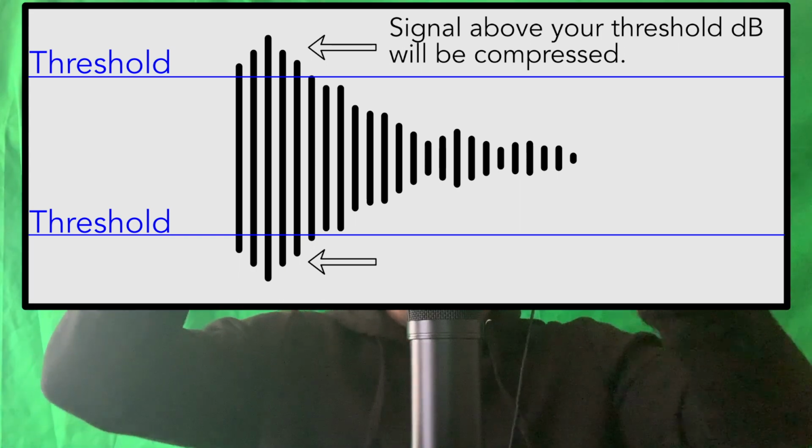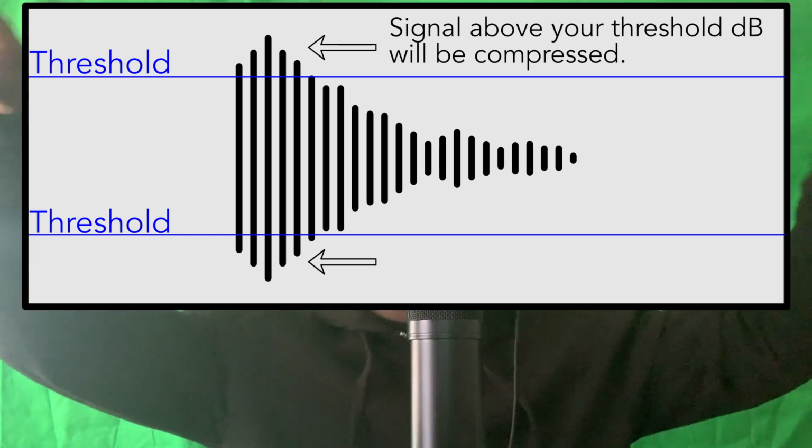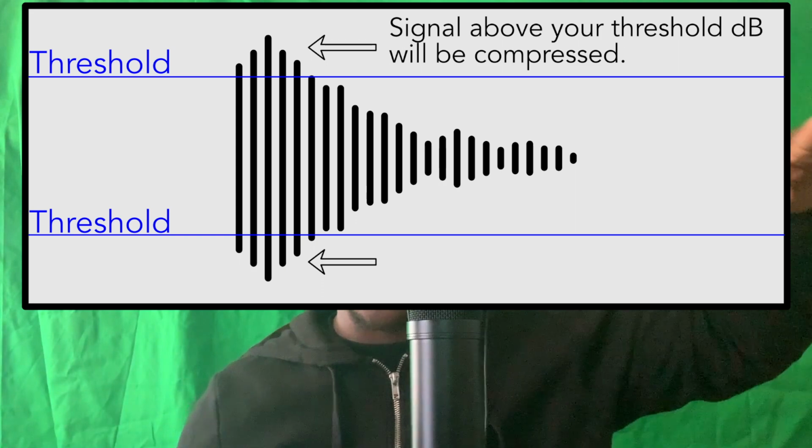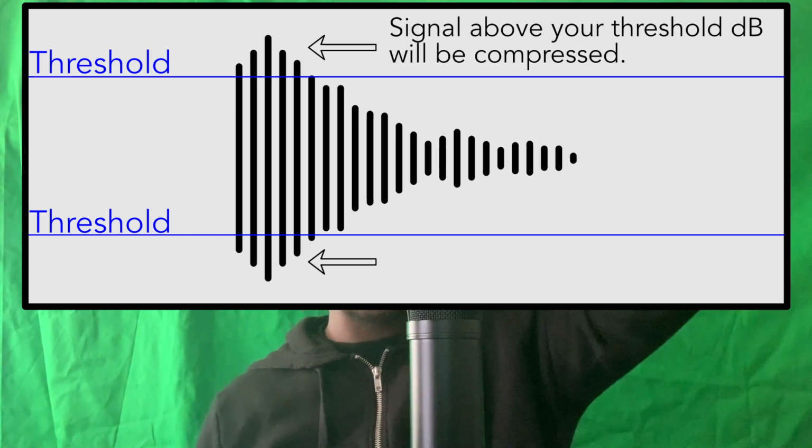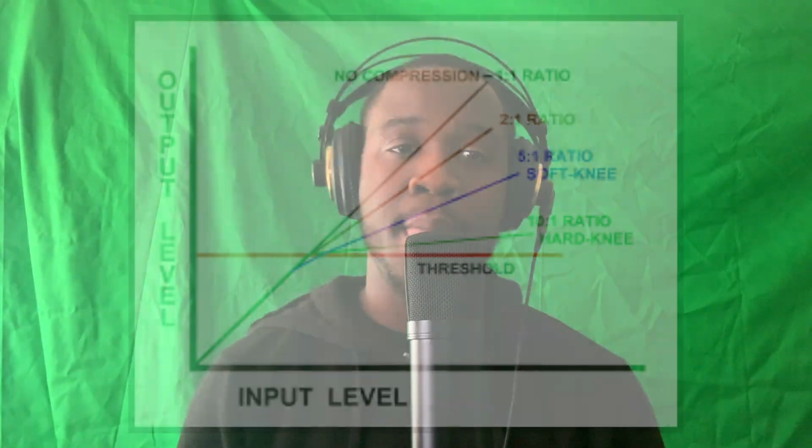So the threshold would be like, I guess, the audio that you're cutting out. That line of decibels that you're cutting out, those frequencies, that line itself, those are considered the threshold. That's what a threshold is. And it works on those signals above it. But how hard it compresses those signals is considered the ratio.